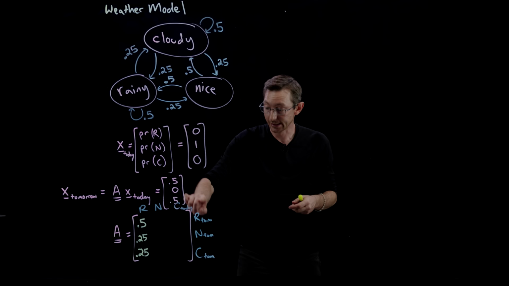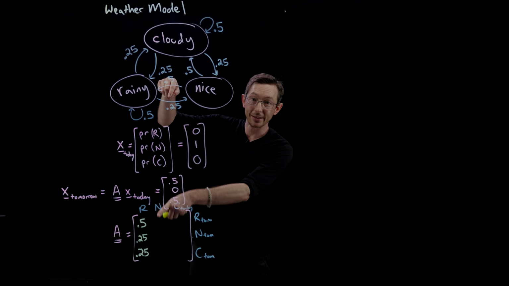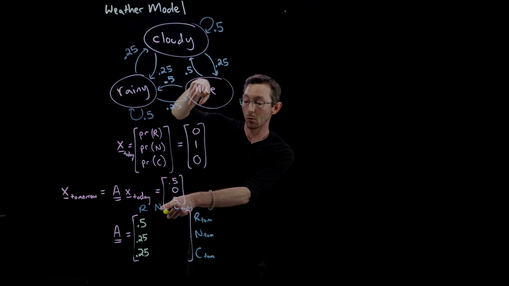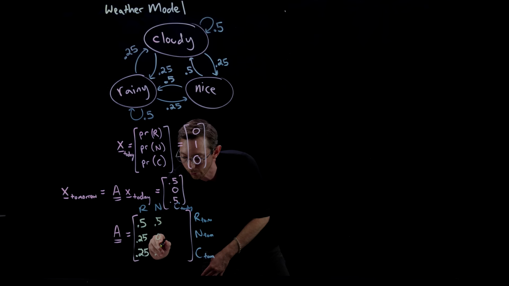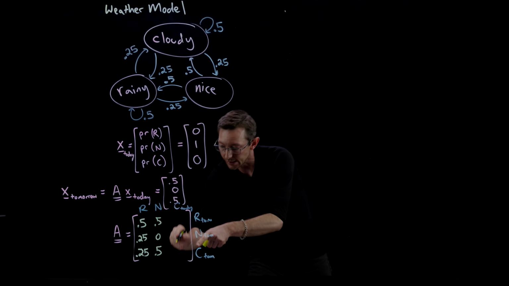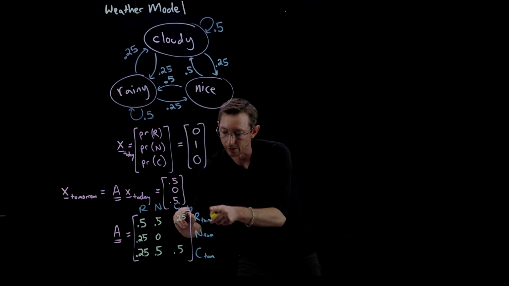Similarly, I can write down the second column of A by looking at, if it's nice today, what are the probabilities of it being rainy, nice, or cloudy tomorrow? So if it's nice today, we made up this artificial situation where it'll be 0.5 rainy tomorrow, 0% nice tomorrow, and 0.5 cloudy tomorrow. We are being pessimistic. And similarly, if it's cloudy today, then there's a 0.5 chance of it being cloudy tomorrow, a 0.25 chance of it being rainy tomorrow, and a 0.25 chance of it being nice tomorrow.